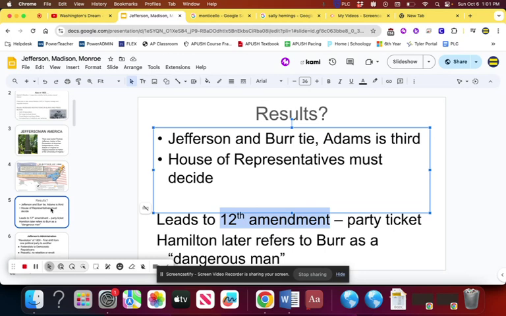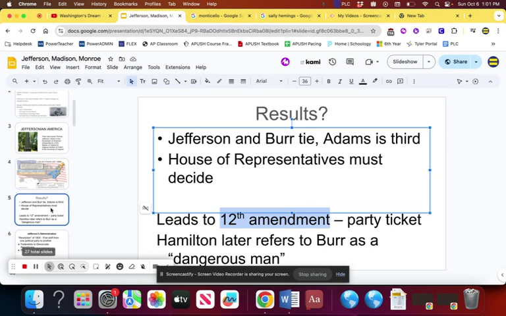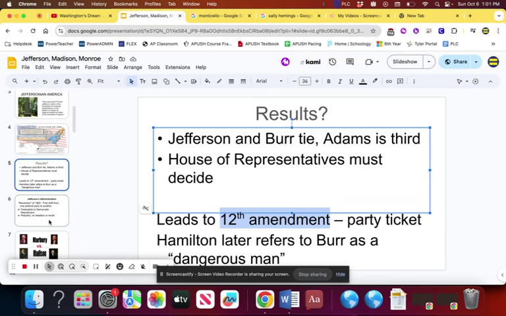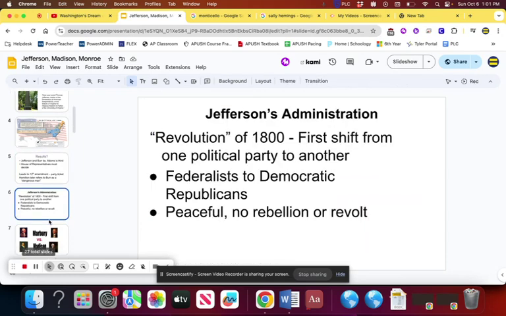What's the 12th Amendment? The president and the vice president run together now. The loser does not become vice president. It would be the equivalent of Donald Trump being Joe Biden's vice president, or the loser of the Harris-Trump election becoming their vice president. We don't do that anymore because of the 12th Amendment.